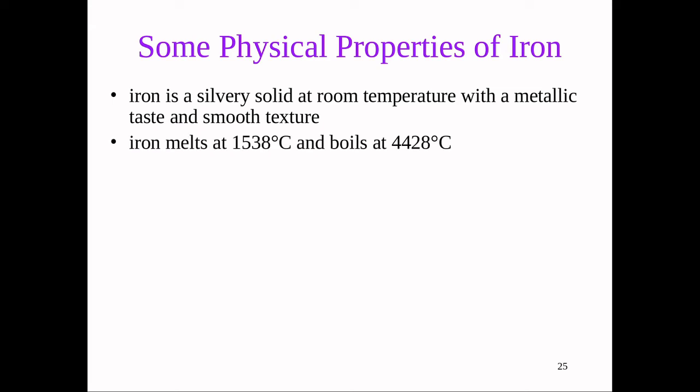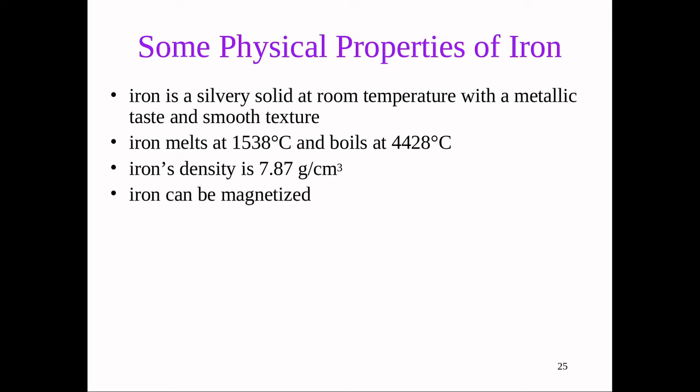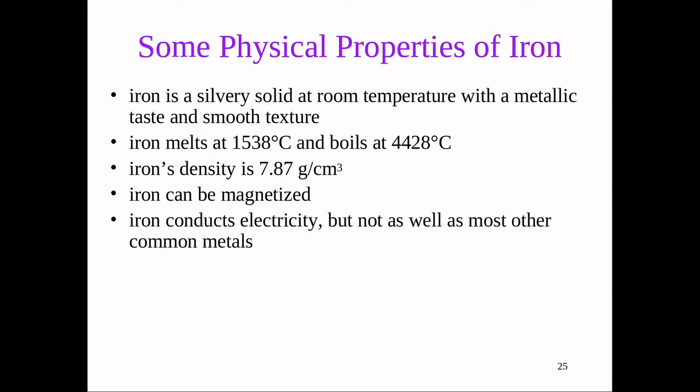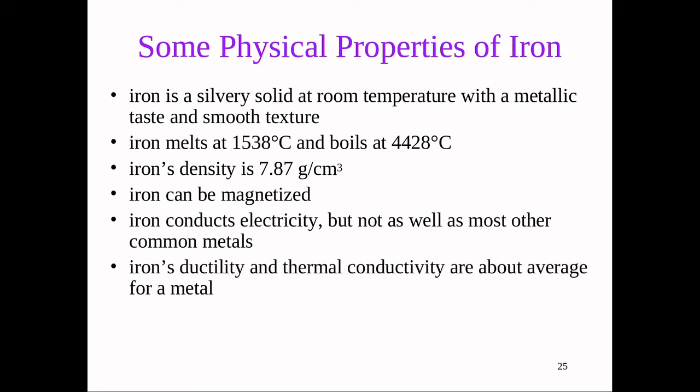It has a specific melting and boiling point that are quite high. It has a very specific density, which is also quite high. It's 8 times the density of water. It can be magnetized. It conducts electricity, but not quite as well as a lot of other metals will. Not as much as, like, say, copper or aluminum. And iron's ductility and thermal conductivity are about average for a metal. So ductility is its ability to be drawn out into, say, like a wire, and thermal conductivity is its ability to conduct heat.